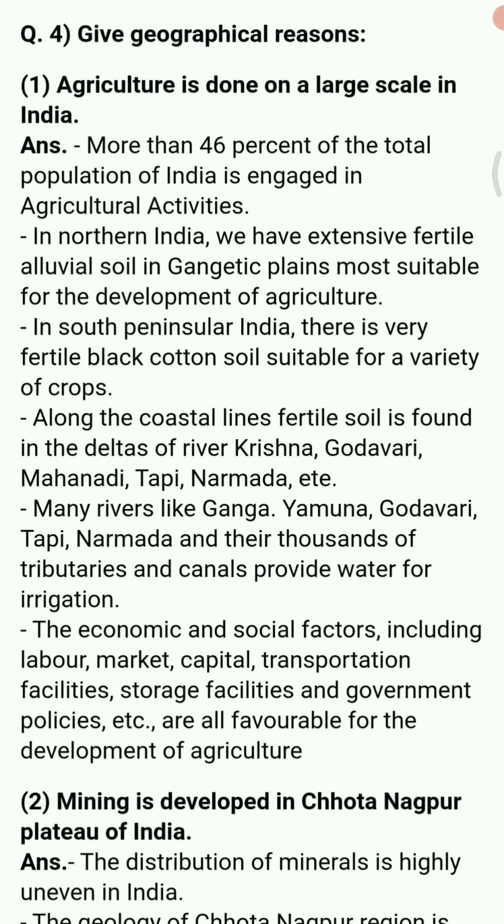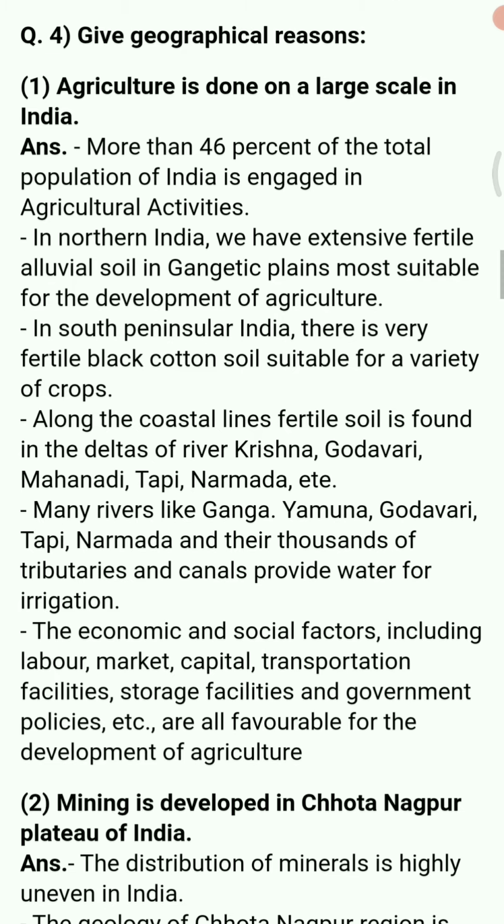Now the next exercise is question number 4. Give geographical reasons. Okay, so the first is agriculture is done on a large scale in India. Now why is agriculture done on a large scale? First of all, India is a developing country. So a large amount of population is still engaged in agriculture, near about 46% of the population.